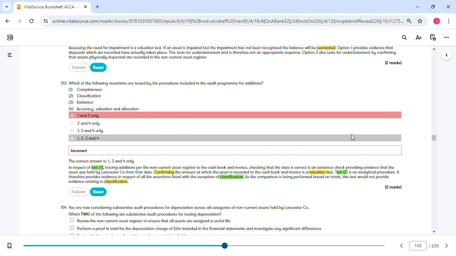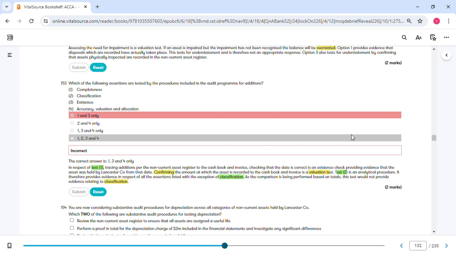Existence and valuation. Fine. Test 1 talks about existence and valuation. If it is existence and valuation, 3 and 4 is right. Is that 3 and 4 is right? 3 talks about existence, 4 talks about valuation.